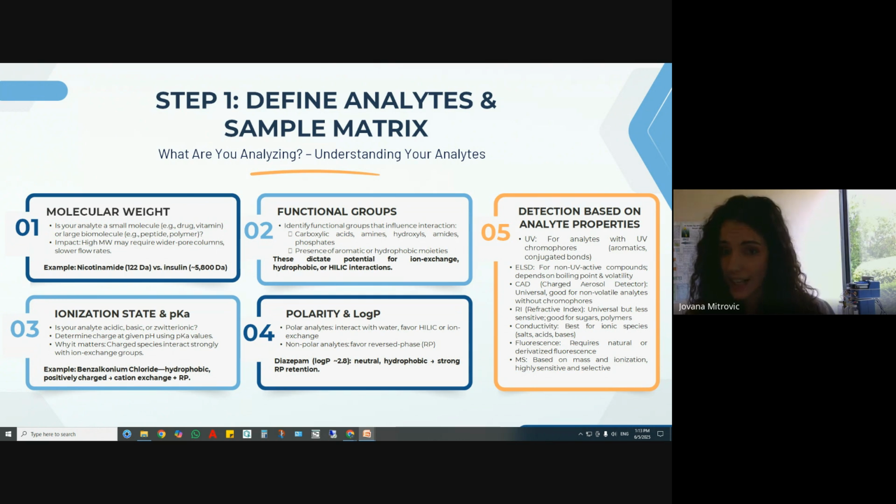polarity, and detection needs, we can make smart choices about column selection, mobile phase, and other method parameters. So this understanding is the backbone of effective method development. So always begin here before moving to the next steps.